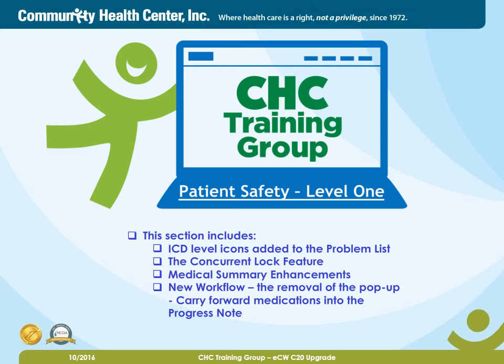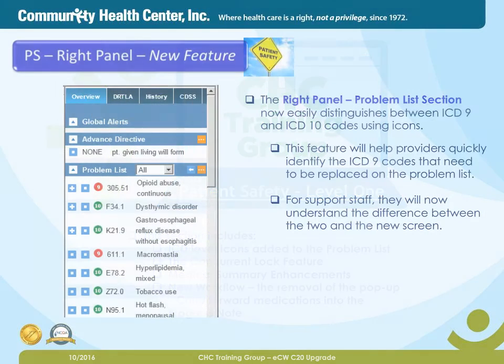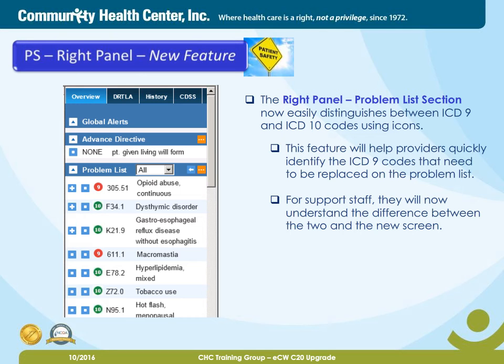Patient Safety Level 1. This section includes ICD level icons added to the problem list, the concurrent lock feature, medical summary enhancements, and a new workflow, the removal of the pop-up carry forward medications into the progress note. The right panel's problem list section now easily distinguishes between ICD-9 and ICD-10 codes using icons. This feature will help providers quickly identify the ICD-9 codes that need to be replaced on the problem list. For support staff, they will now understand the difference between the two and the new screen.